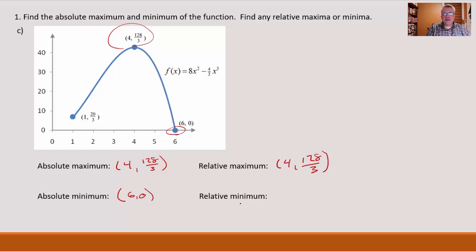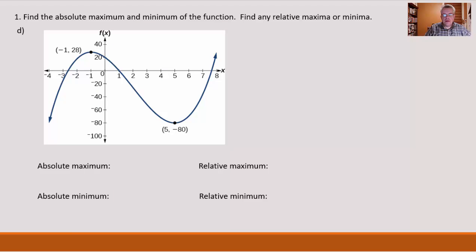And relative minimum, actually this function doesn't have any because both of these are endpoints. It doesn't have a relative minimum, so those don't count. Okay, hopefully we're getting the idea here.